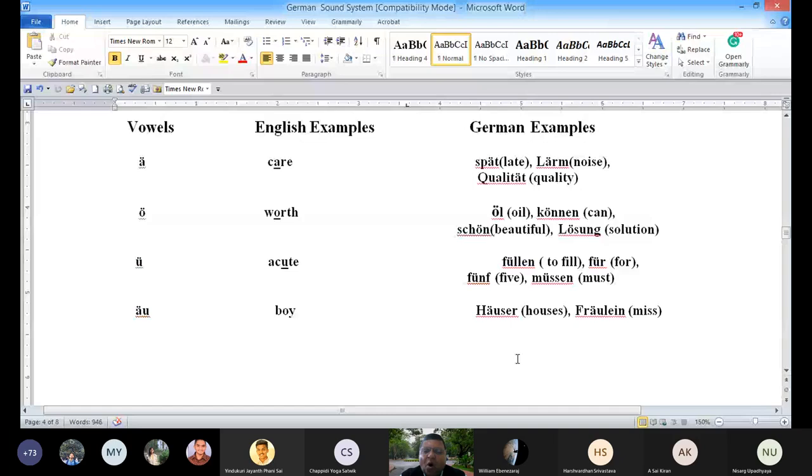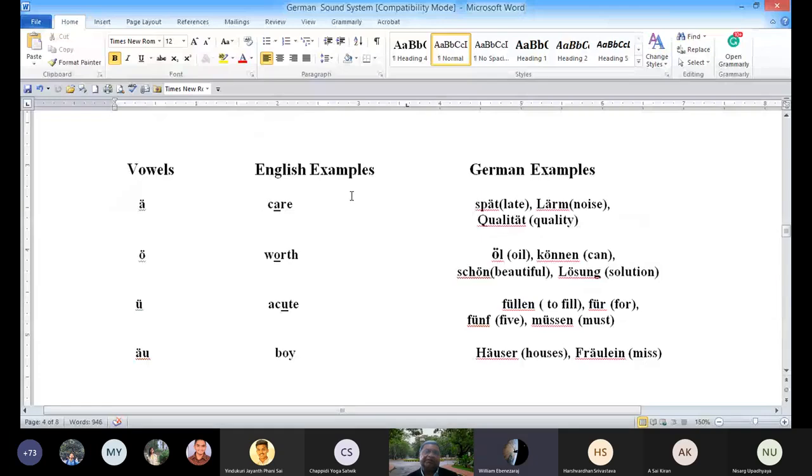So it becomes Häuser. And then here Frau you have learned. Frau means wife, but Fräulein is Miss, an unmarried lady. So Fräulein, Häuser, Fräulein. So these are the examples of modified vowels.